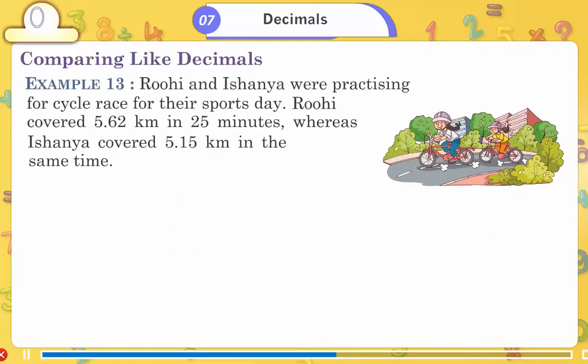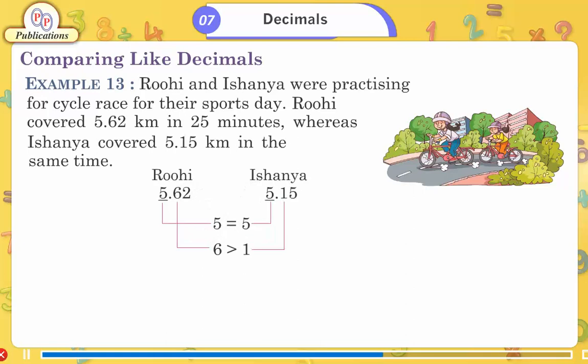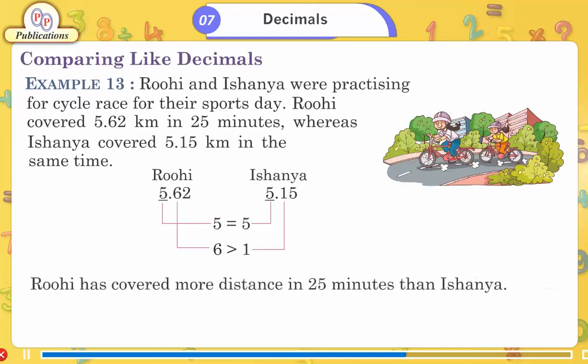Example 13. Ruhi and Ishanya were practicing for a cycle race for their sports day. Ruhi covered 5.62 kilometers in 25 minutes, whereas Ishanya covered 5.15 kilometers in the same time. Ruhi, Ishanya, 5.62, 5.15. 5 is equal to 5. 6 is bigger than 1. Ruhi has covered more distance in 25 minutes than Ishanya.